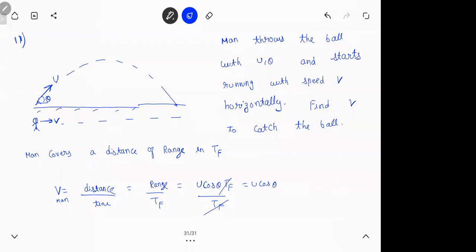And actually if you look at it, it's kind of obvious. The man has to run with the same horizontal speed. I'll show it on the next page. But if you want to solve it, this is how you have to solve. By the time the man reaches from A to B, the ball also will reach from A to B. That is the time of flight. So the man covers a distance of a range in the time of flight, which is nothing but u cos theta.